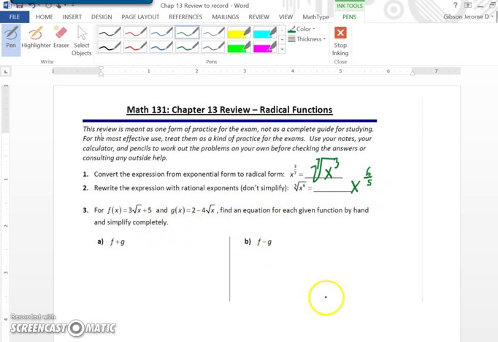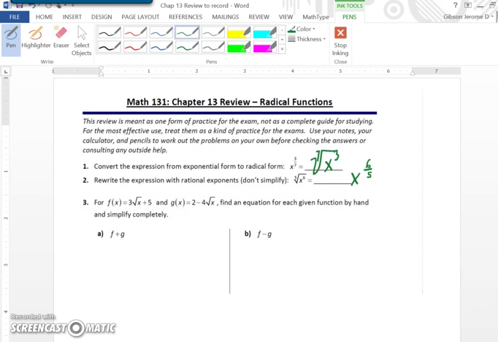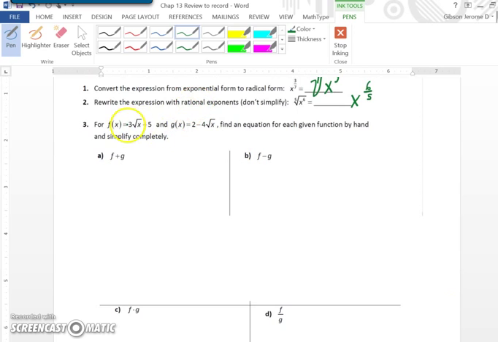Now, we go down to problem number 3. It says here, for f of x is equal to 3 times the square root of x plus 5, and g of x is equal to 2 minus 4 times the square root of x. Find an equation for each given function by hand and simplify it completely. So now we have f plus g.